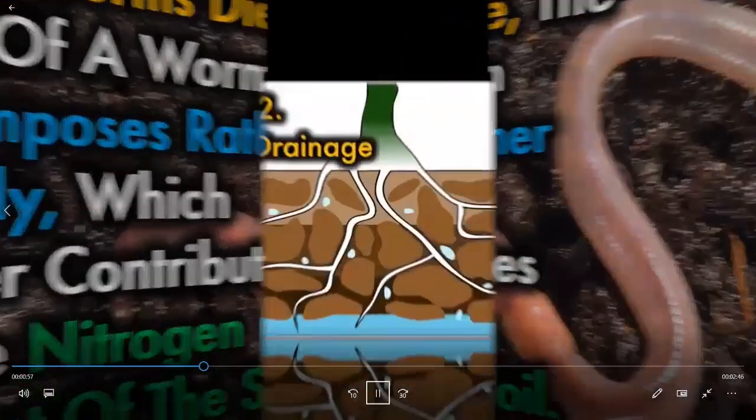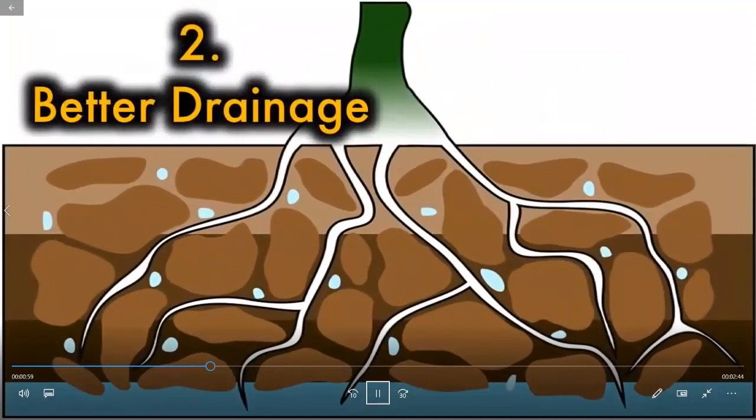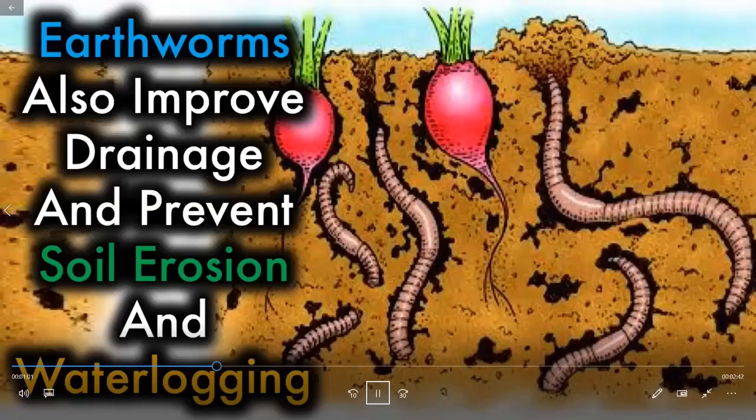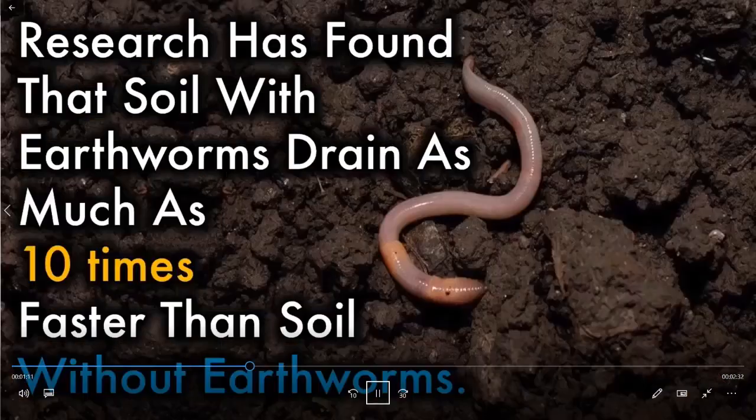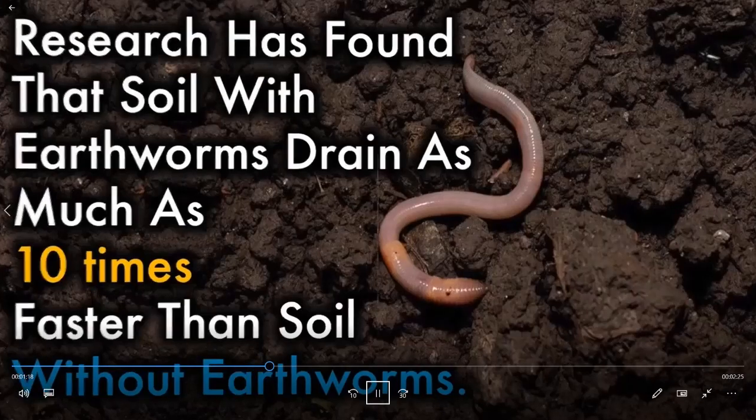2. Better drainage. Earthworms also improve drainage and prevent soil erosion and waterlogging, as their extensive channeling and burrowing help to loosen and aerate the soil and improve soil drainage. Research has found that soil with earthworms drains as much as 10 times faster than soil without earthworms.